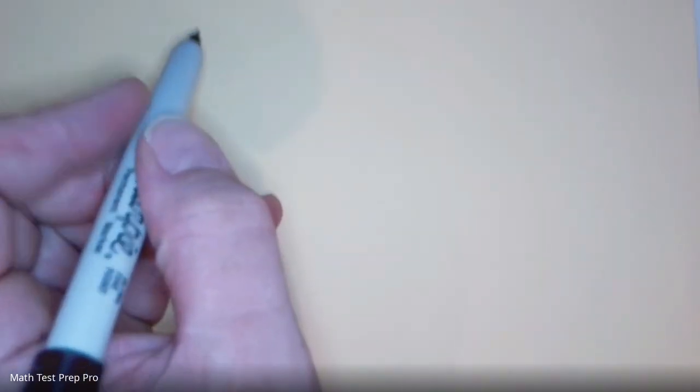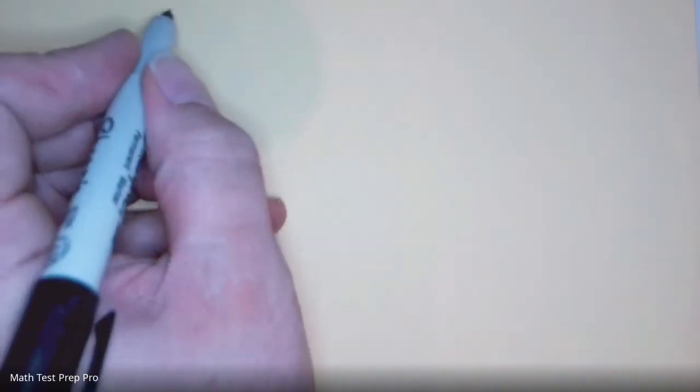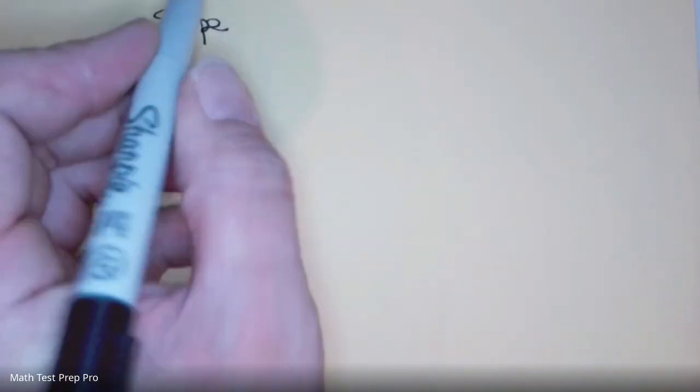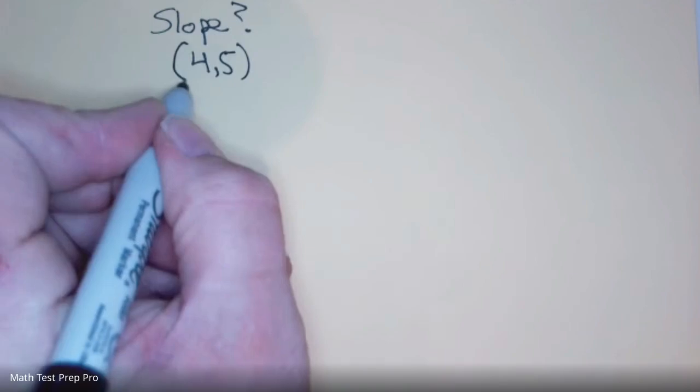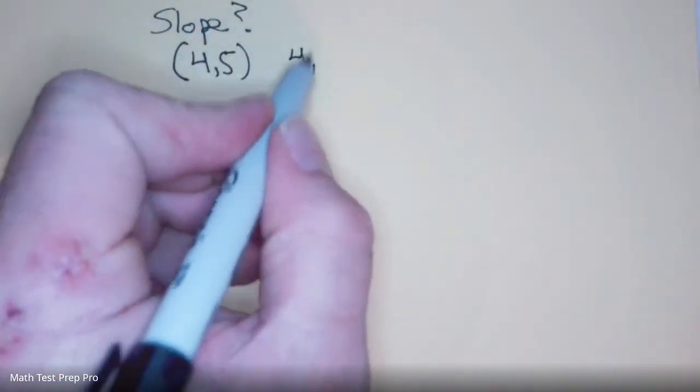All right, let's keep going. I think I'm going to change color on you guys. Okay. Find the slope between the 2 points, 4, 5 and 4, negative 1.